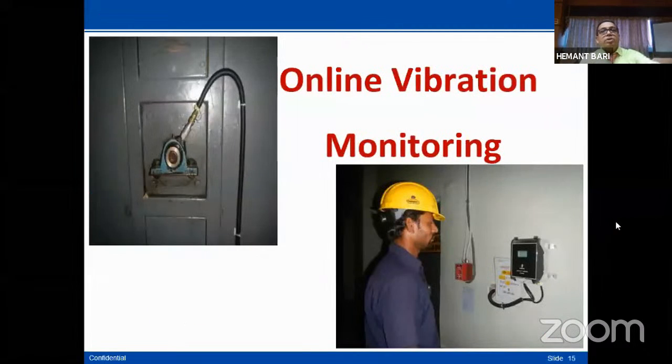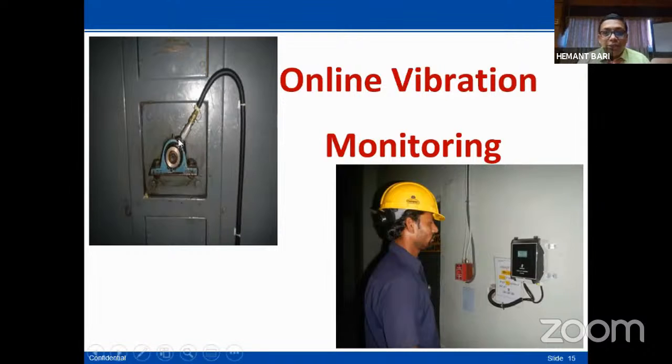So I will show you some snaps of online vibration monitoring. In this way, this is a critical AHU system for DCS system cooling. Okay, this is a sensor mounted on the bearing. The cable is going and connected to this system, and you can see the display outside the machine. So no need to go to the machine. From the outside only you can monitor the machine, the trend and everything.